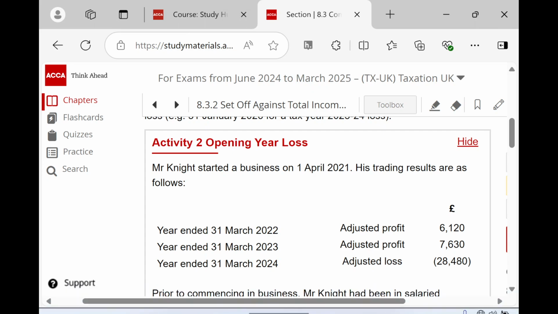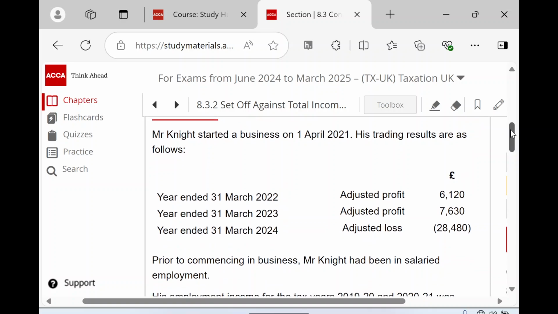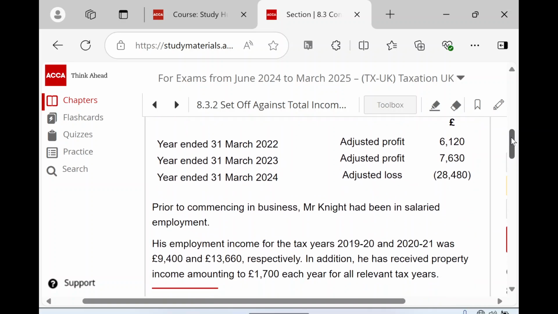So we move into activity question 2, opening year loss. This is obviously within chapter 8, and I've chosen the opening year loss relief rules because students tend to sometimes have problems with this, and I think I know why. I'll explain in a moment. So basically, this is one option for a trader in this position.